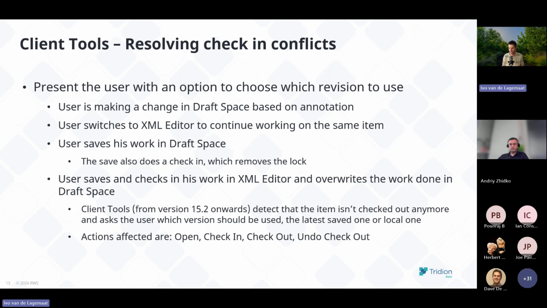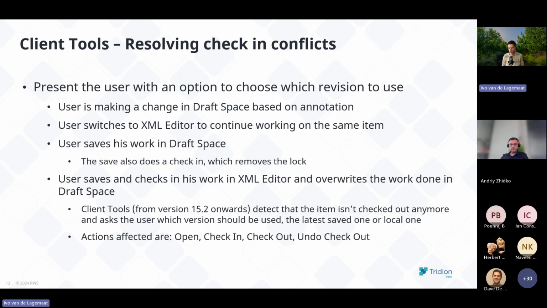And this is only happening if you're basically the same user doing this kind of stuff, because we normally check it out for a particular user. That means that another user cannot check it out. But if you're using DrawSpace and the XML editor, you're basically the same user. So it's impossible for us to check who checked it out and how to prevent it between the client tools and DrawSpace.